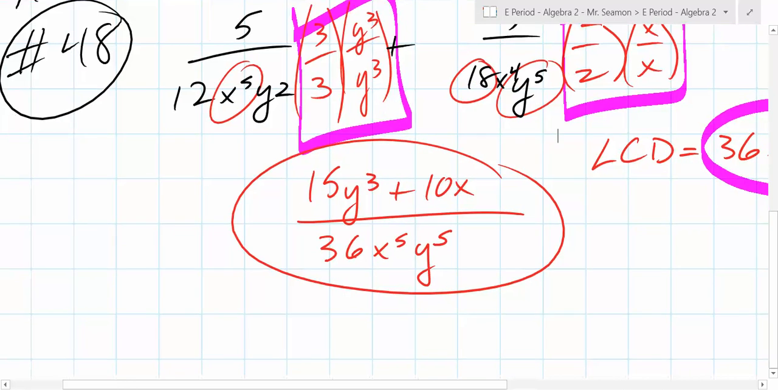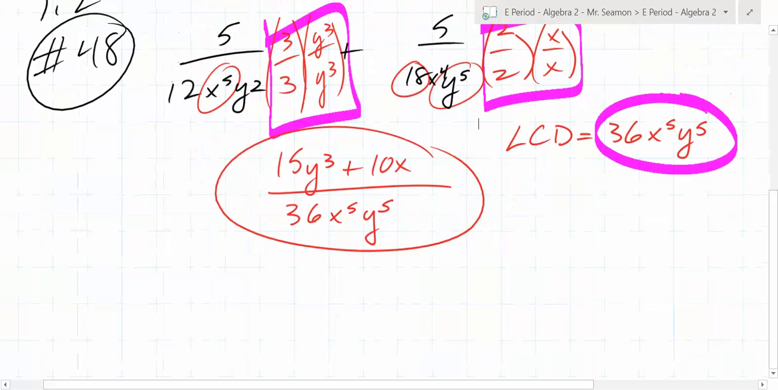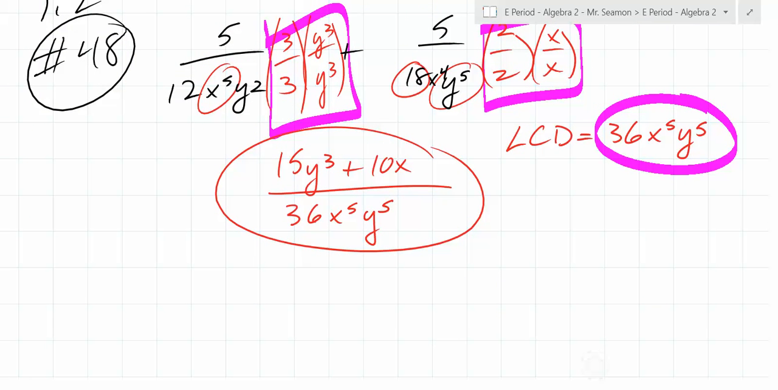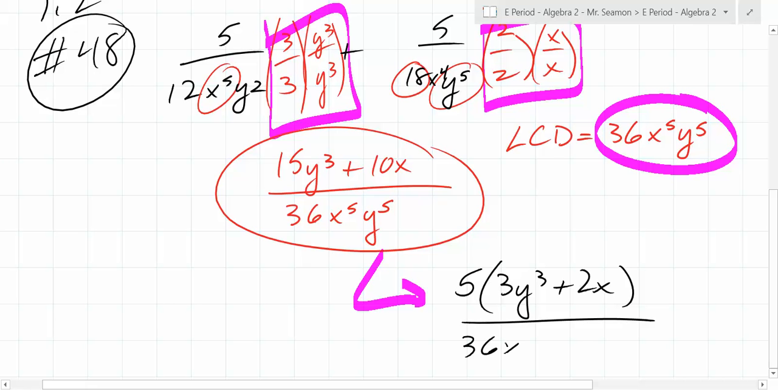No. Can you simplify anything there? No. Stop there. There's nothing to simplify. You are done. You could go and do that, and it's not going to change the validity of the answer. I would be totally okay with this. You could make it 3y cubed plus 2x all over the same thing. I would have still given you full credit on the other one, Summer. But yes, you could take out a 5 on the top.